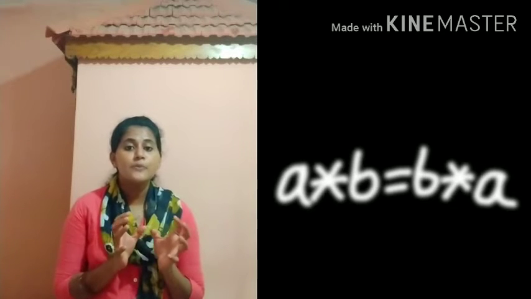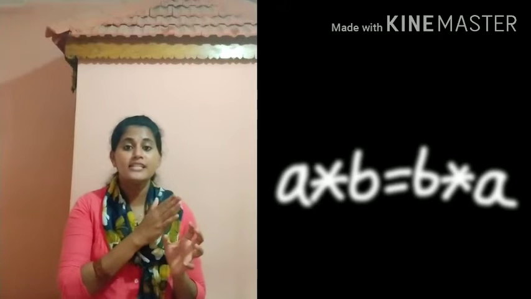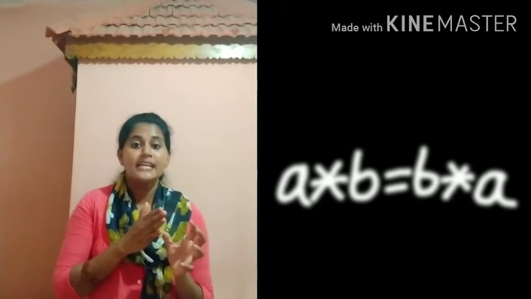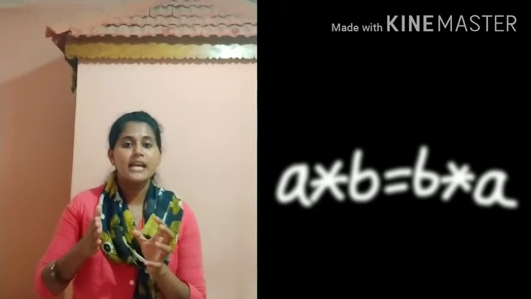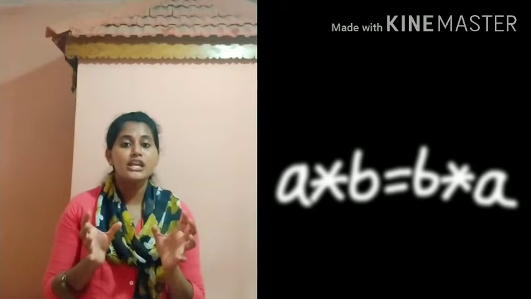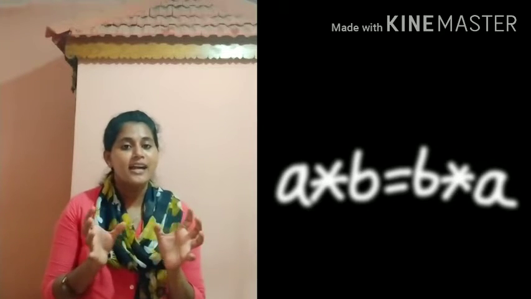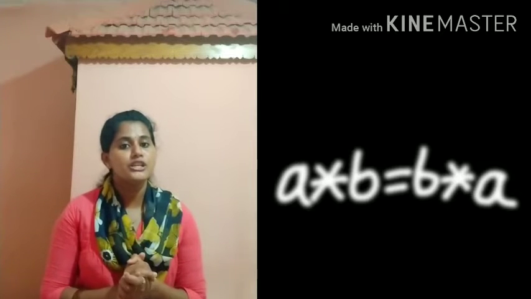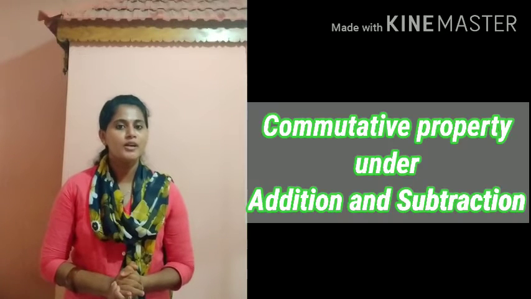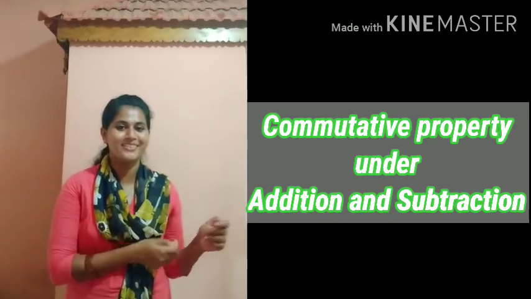Here, despite the change of the order of operands, right? First, A star B is there. Next, changing the order as B star A. Although it changes the order of operands, the result is the same. Then only it satisfies the commutative property. We will deeply discuss the commutative property under addition and subtraction in one explanation zone.